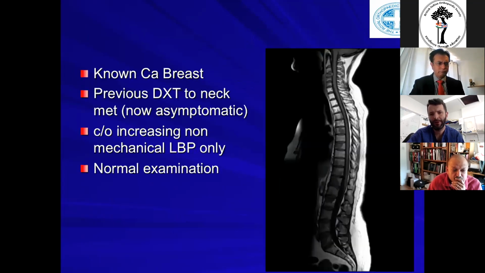This is an MRI scan of a patient with breast cancer. In fact, she's had previous mets to the cervical spine. She's been treated with radiotherapy, but she's complaining of increasing mechanical low back pain, but has a normal examination. You've got to be careful with these patients because you can say, well, you're in your 60s and 70s, of course you've got a bit of musculoskeletal back pain. But when they've got that history of cancer, your threshold for investigating should be far lower, and you should be organising scans.